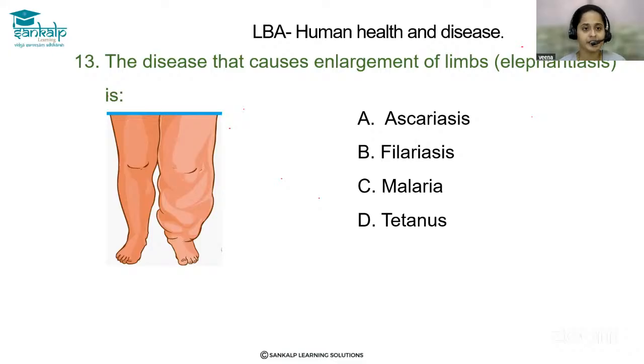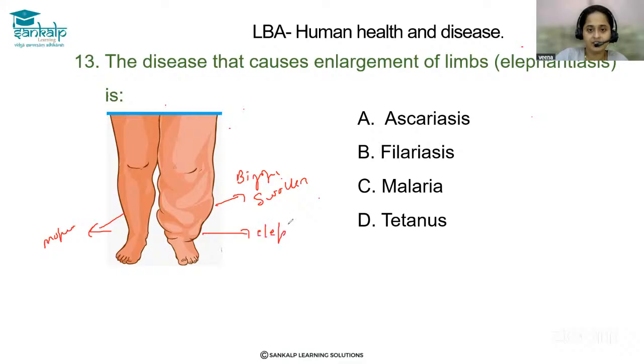Let's solve question 30. The disease that causes enlargement of limbs, elephantiasis, is. We have already discussed this also, right? In the image itself, you can observe that one leg is proper in shape, and another leg is very big in size, swollen, because of the disease called elephantiasis.